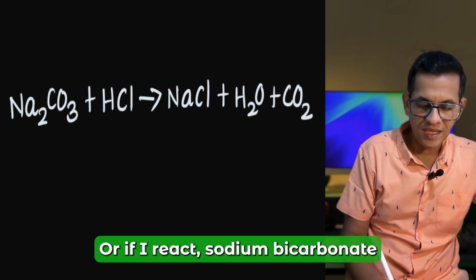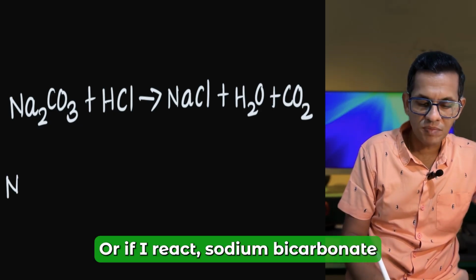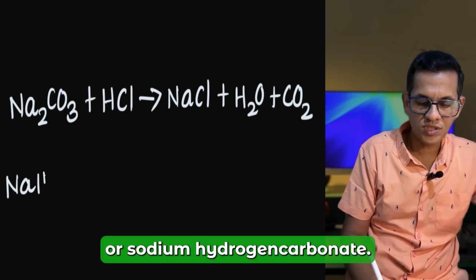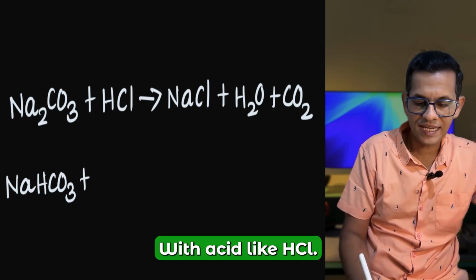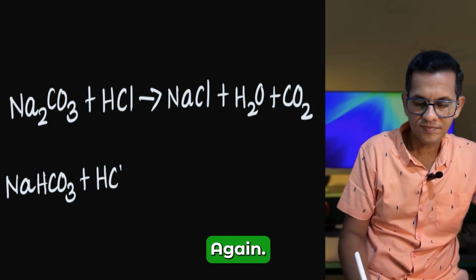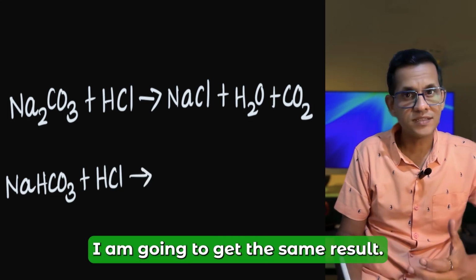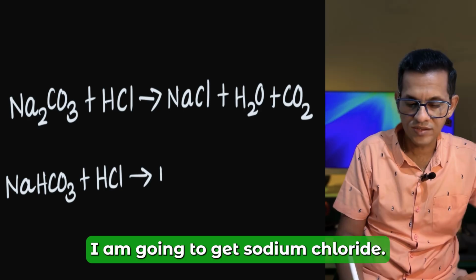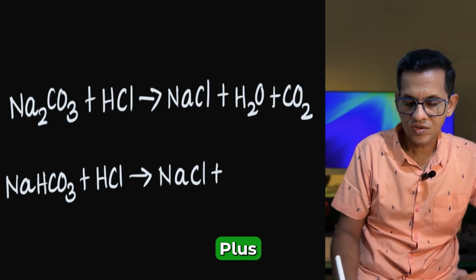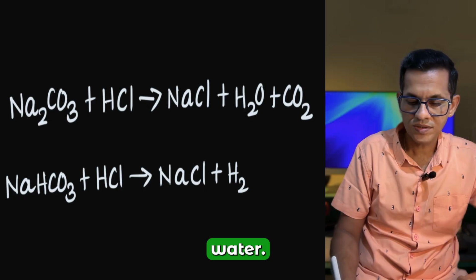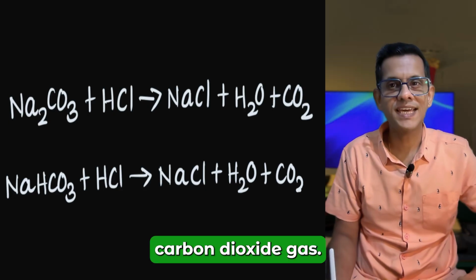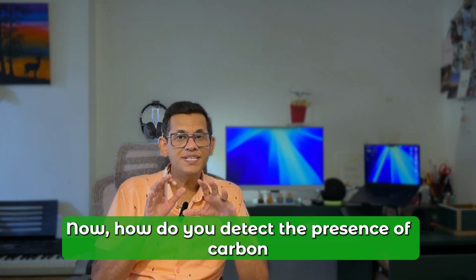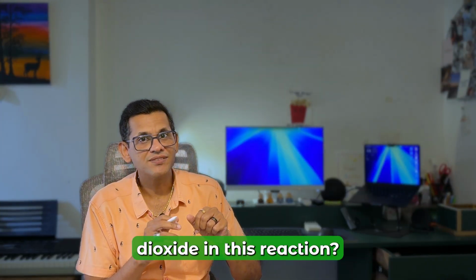Or if I react sodium bicarbonate or sodium hydrogen carbonate with acid like HCl again, I'm going to get the same result. I'm going to get sodium chloride plus water plus carbon dioxide gas. Now how do you detect the presence of carbon dioxide in this reaction?